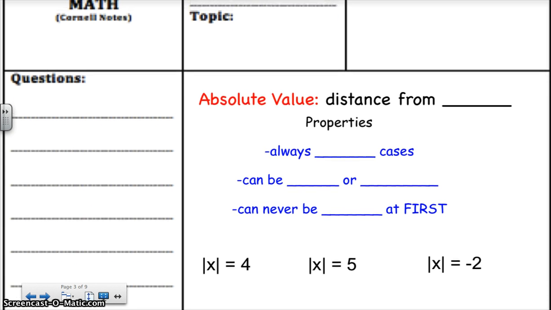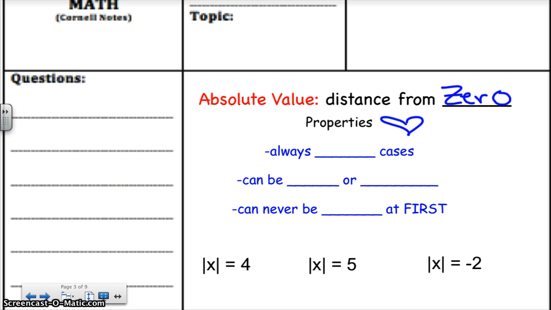So, refresh your memory. Absolute value, what in the heck does absolute value mean? Absolute value means distance from what? Zero. It means how far away am I from zero. So that is what absolute value means.